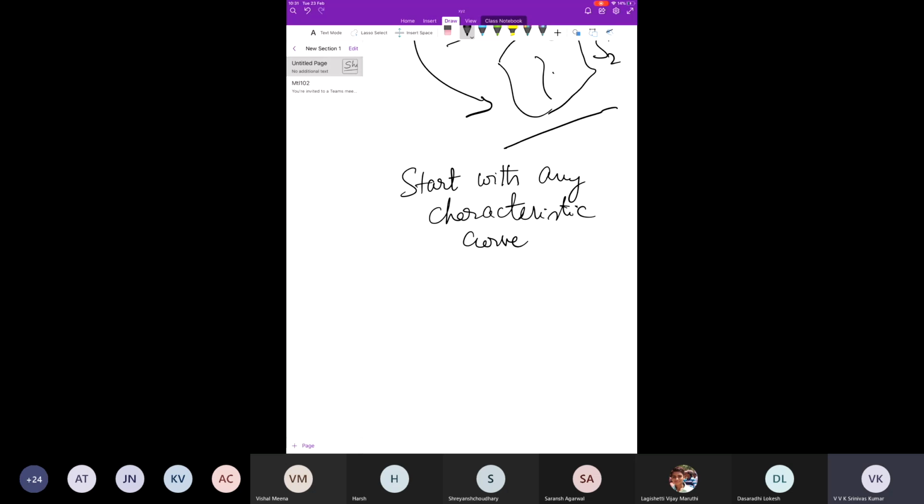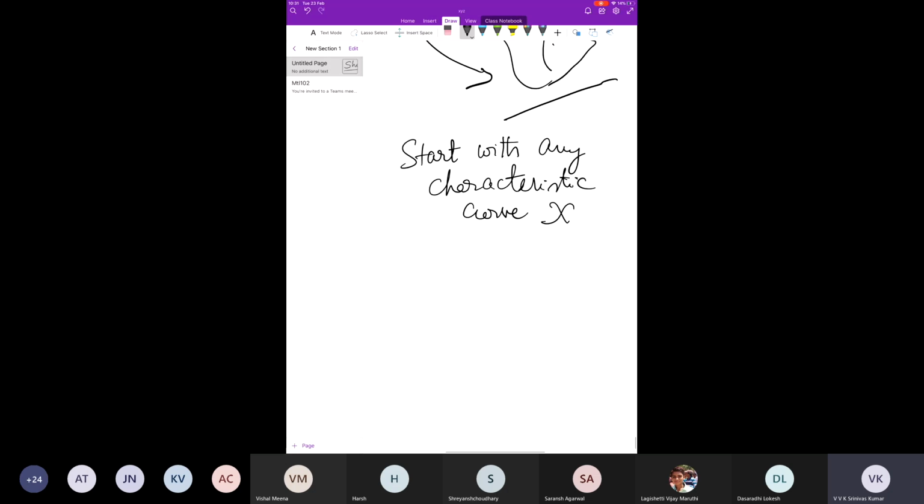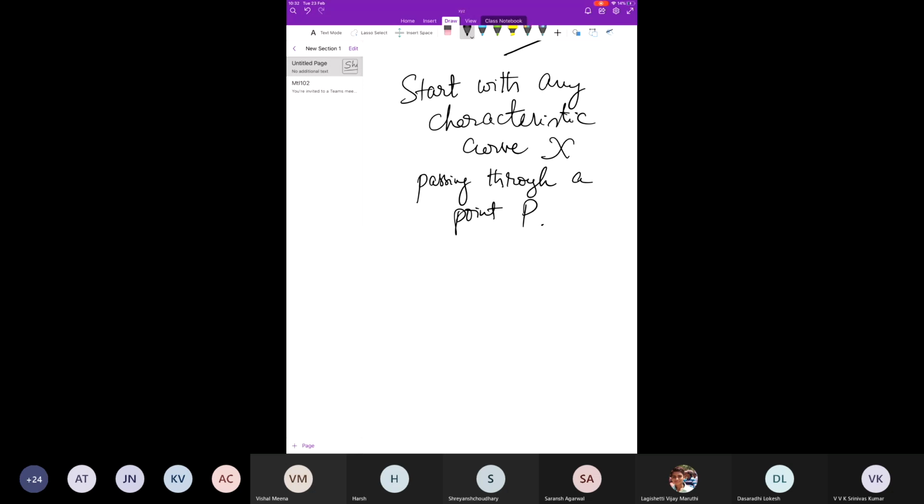Okay. Start with any characteristic curve. Let us call this one chi itself. Chi is a characteristic passing through a point P. Now this is a characteristic curve passing through a point P. Apply problem 1 to S1.